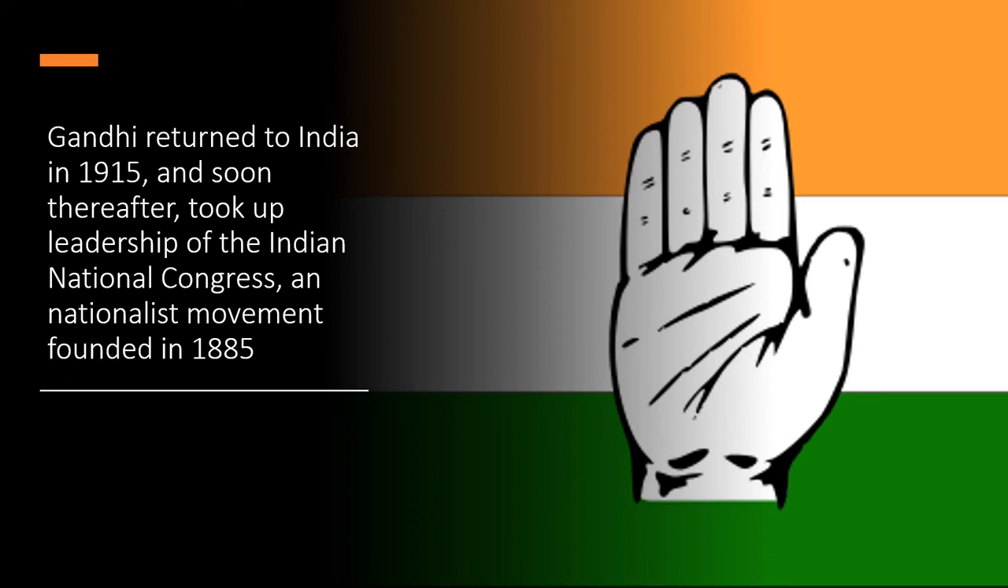So after all this activity, Gandhi returns to India in 1915, and soon thereafter he takes up leadership of the Indian National Congress, a nationalist movement that was founded in 1885. And Gandhi takes up leadership, becomes the head of this movement, and starts moving it in a new direction, in a direction that's actually going to prepare it to take power when the British Empire finally leaves in the 1940s. So we'll see that process happen.